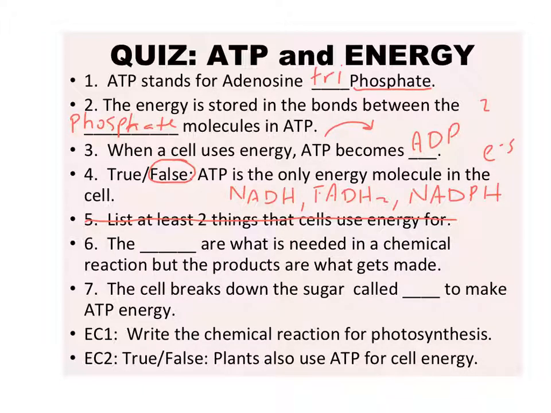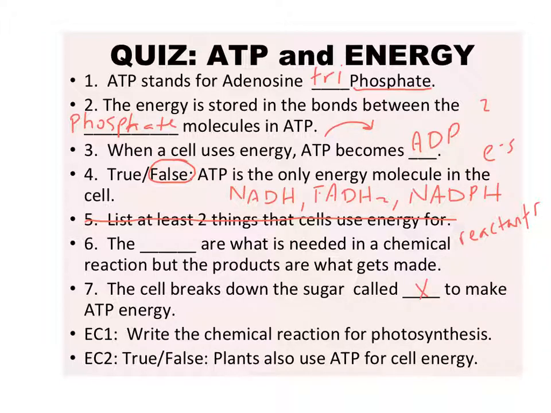6, the blank are what is needed in a chemical reaction, but the products are what gets made. So what is needed or what goes into a chemical reaction, remember those are the reactants. Reactants go in, products come out or what get made. The cell, number 7, the cell breaks down the sugar called, this would be glucose to make ATP energy.